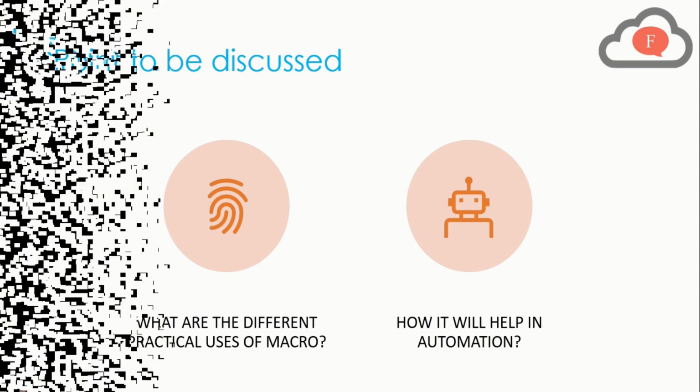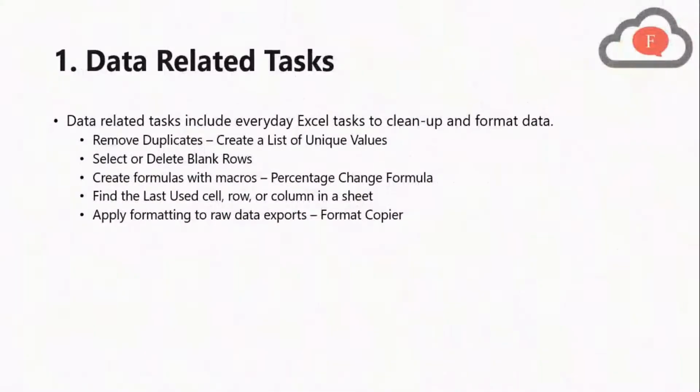Now let's go forward and talk about the first use of the macro, that is data related tasks. Data related tasks include everyday Excel tasks to clean up and format data. Like every day you get data and you have to clean that data and format that data day after day. So in that case, you can always go for the macro. If you do it once, you just have to repeat it through your macro and you just have to run the macro and all the process will be done.